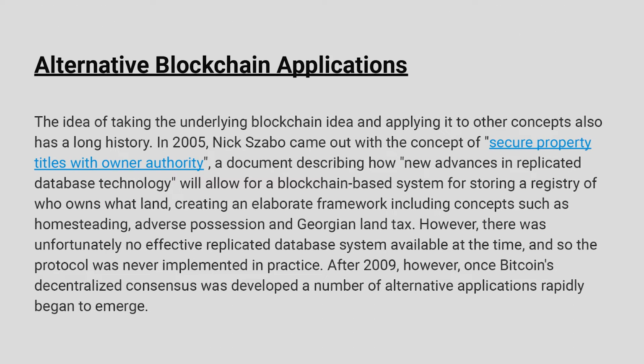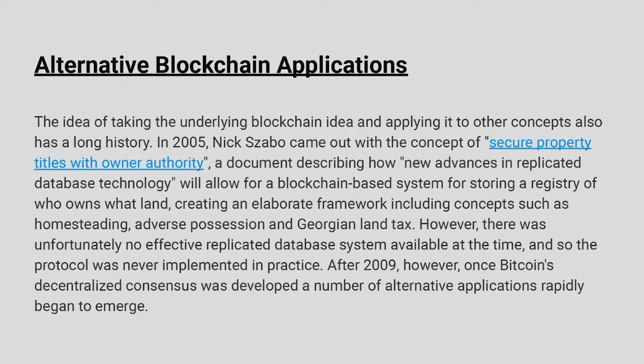Alternative blockchain applications. The idea of taking the underlying blockchain idea and applying it to other concepts also has a long history. In 2005, Nick Szabo came up with the concept of secure property titles with owner authority, a document describing how new advances in replicated database technology will allow for a blockchain-based system for storing a registry of who owns what land, creating an elaborate framework including concepts such as homesteading, adverse possession, and Georgian land tax. However, there was unfortunately no effective replicated database system available at the time, and so the protocol was never implemented in practice.